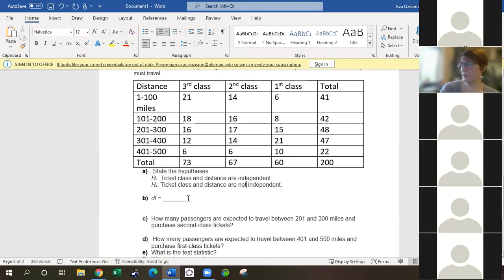All right, and then for part B, we want to find the degrees of freedom for this guy. So the degrees of freedom are going to be the total number of rows minus one, times the number of columns minus one. If I look at the rows, I have 1, 2, 3, 4, and 5. So we don't count the total row. So we're going to have 5 minus 1, and then we're going to do the column totals. So we have third, second, and first class. So that's going to be 3 minus 1. So our total degrees of freedom are going to be 4 times 2, which is going to give us 8 degrees of freedom.